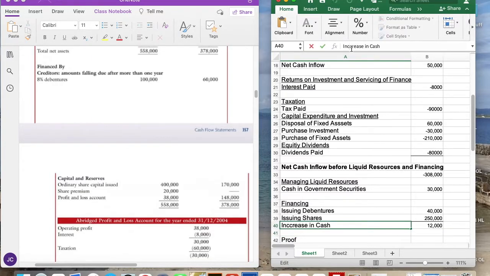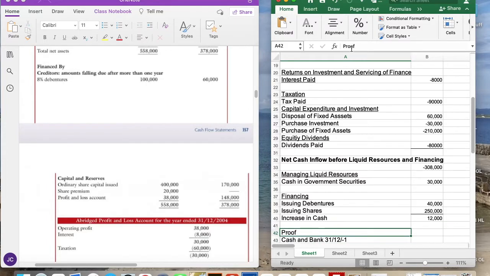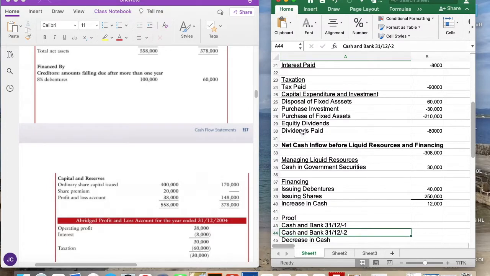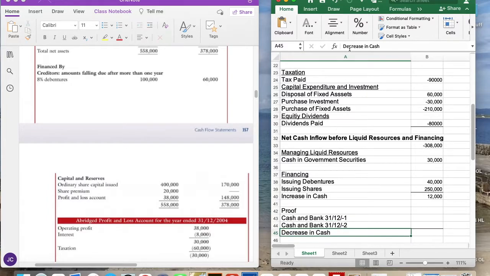Now, what we need to do next is look at our proof. Is that actually what happened? So we look at the money in the cash in the bank account at the beginning of the year, and compare the end of the year and see, do we end up with the same increase in cash?